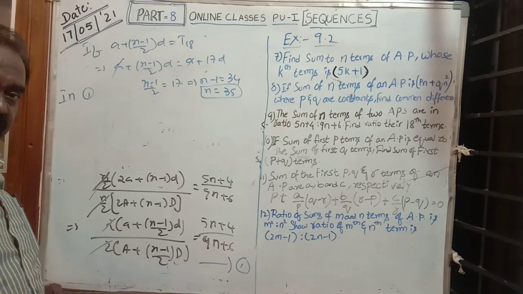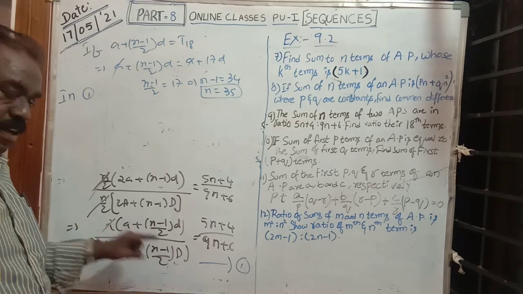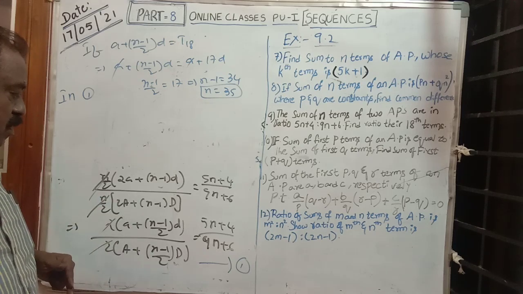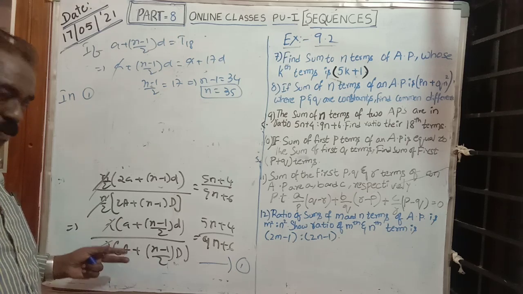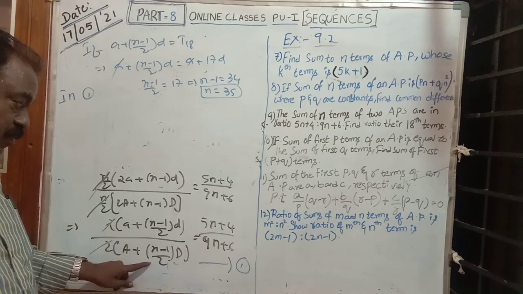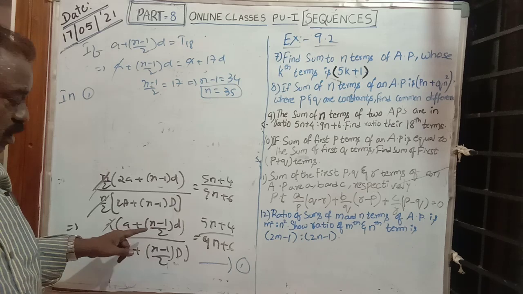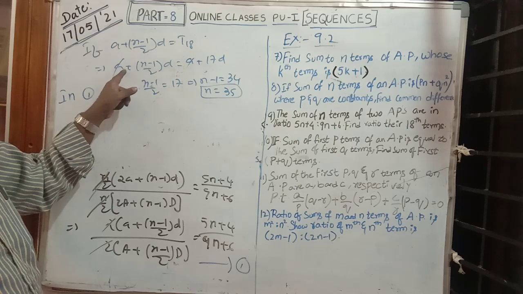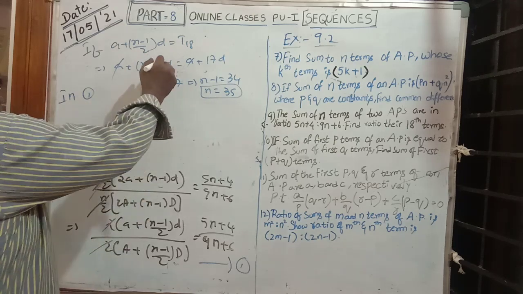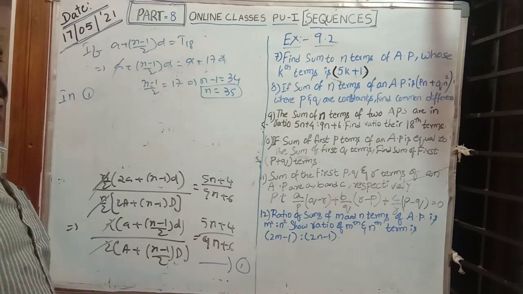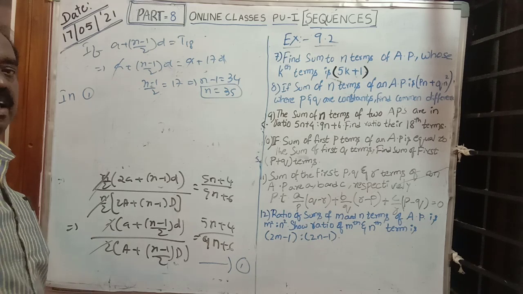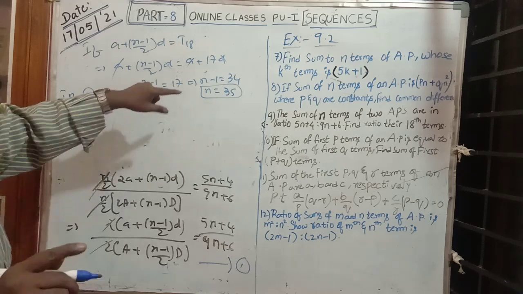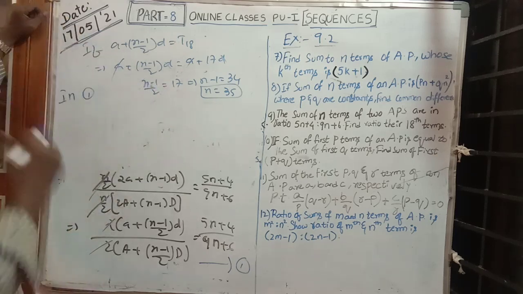A plus something D, A plus something capital D. That means this is the nth term of the first AP, and this is the same nth term of the second AP. But (n minus 1) into that D, if it is the 18th term, A cancels, D cancels. Then we will get (n minus 1) by 2 is 17, and from that we can find n is equal to 35.